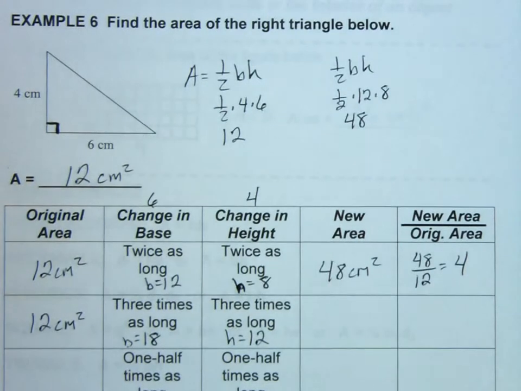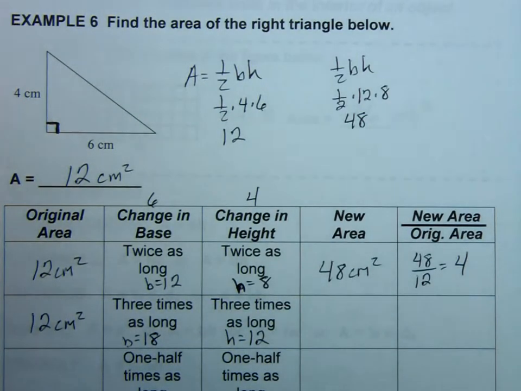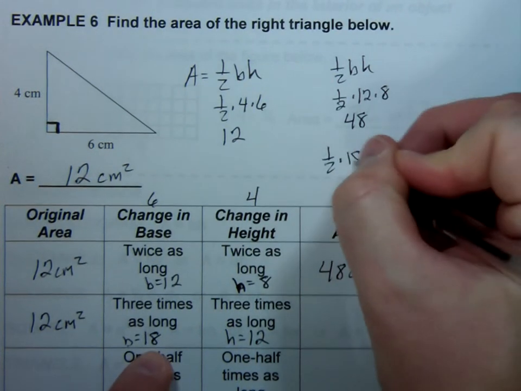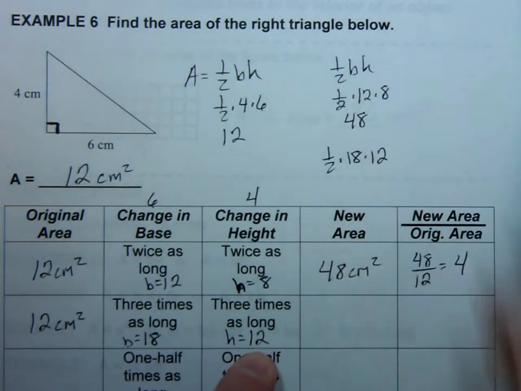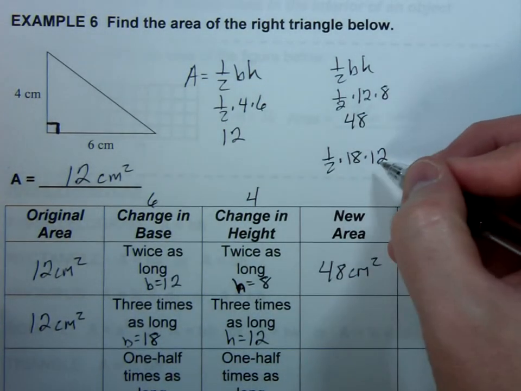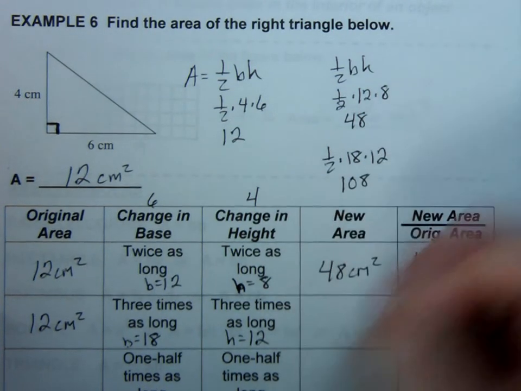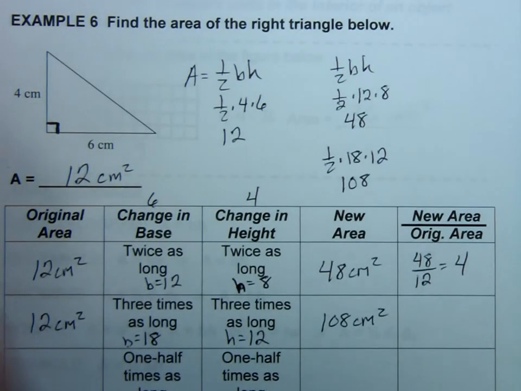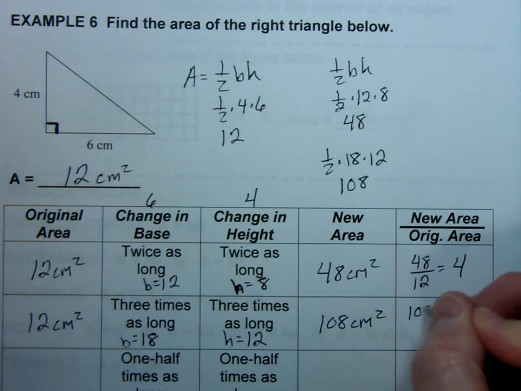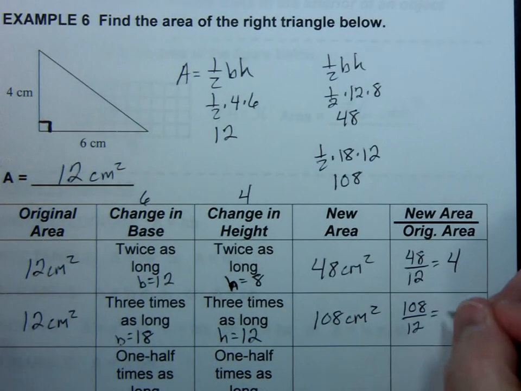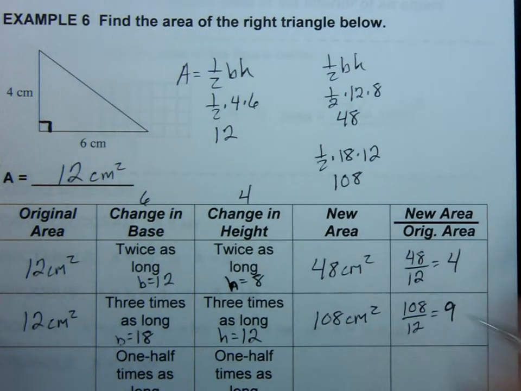Let's find the area using those new numbers. So again, 1/2 times base times height. So half of 18 is 9, and 9 times 12 should be 108. Alright, so now let's compare the new area with the old area. So I'm going to take the new area, divide it by the old area, and see how that compares. 108 divided by 12 is 9. So the area is 9 times larger.